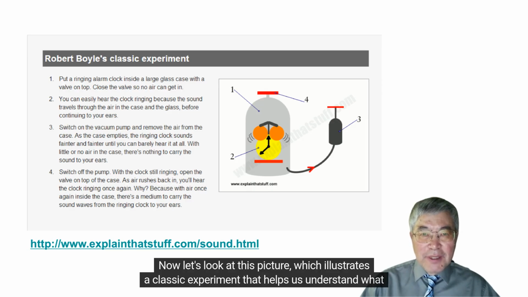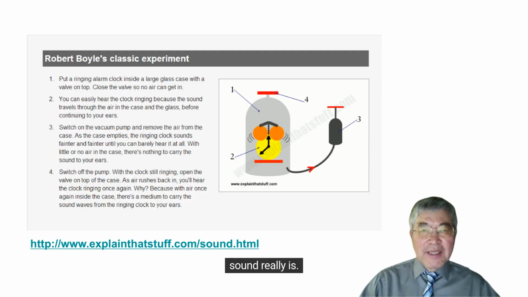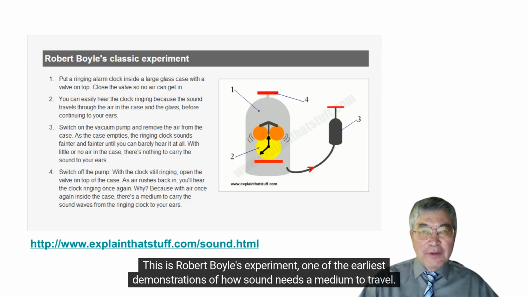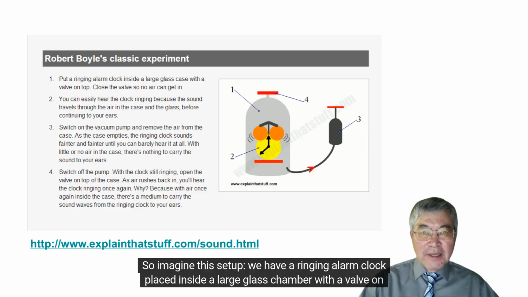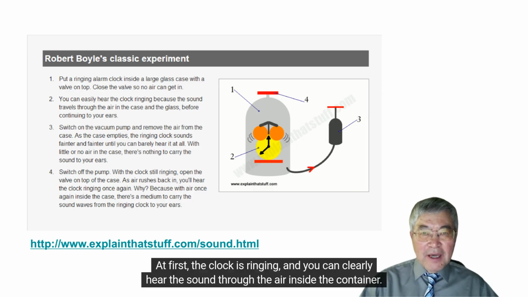Now let's look at this picture, which illustrates a classic experiment that helps us understand what sound really is. This is Robert Boyle's experiment, one of the earliest demonstrations of how sound needs a medium to travel. So imagine this setup. We have a ringing alarm clock placed inside a large glass chamber with a valve on top. At first, the clock is ringing and you can clearly hear the sound through the air inside the container.